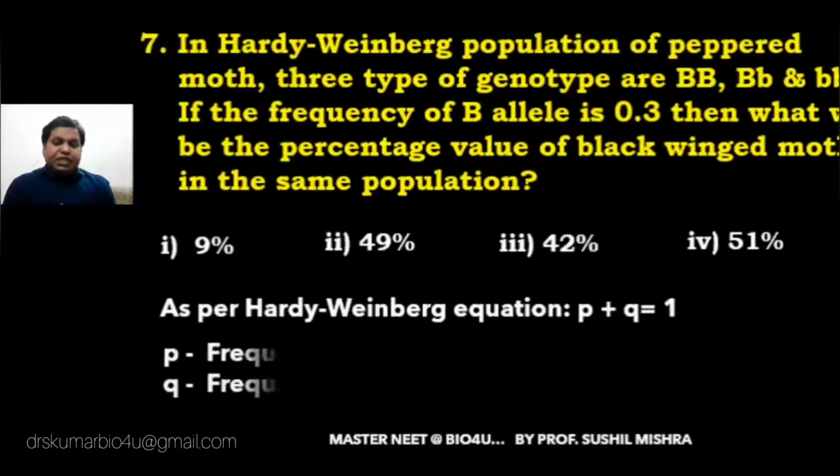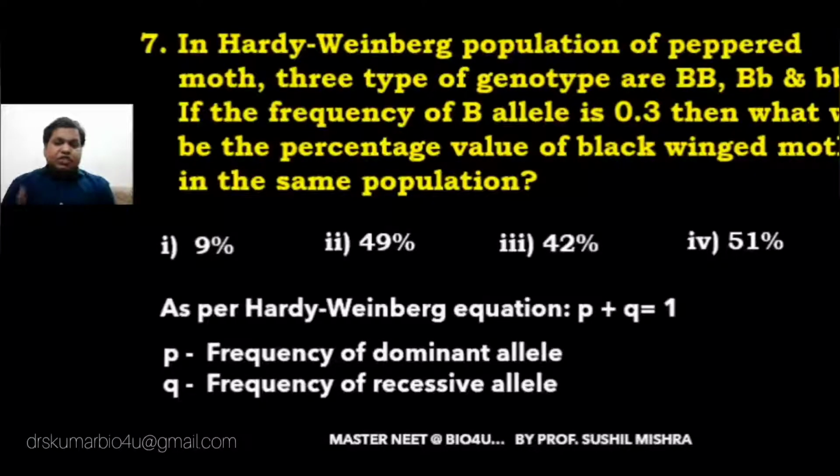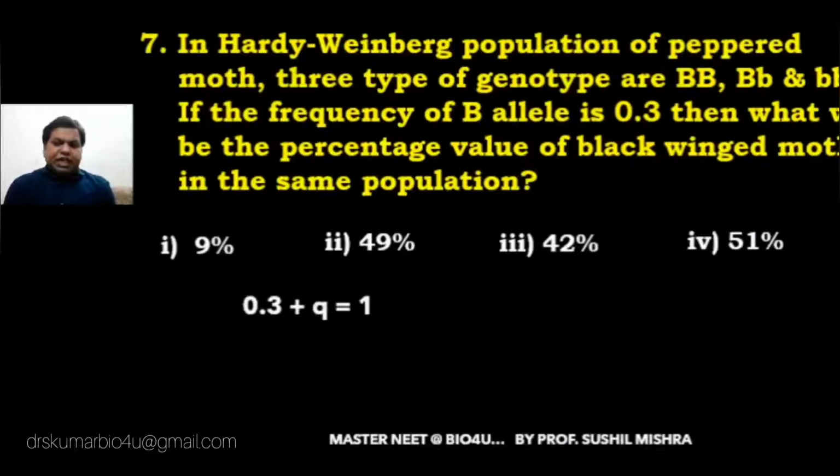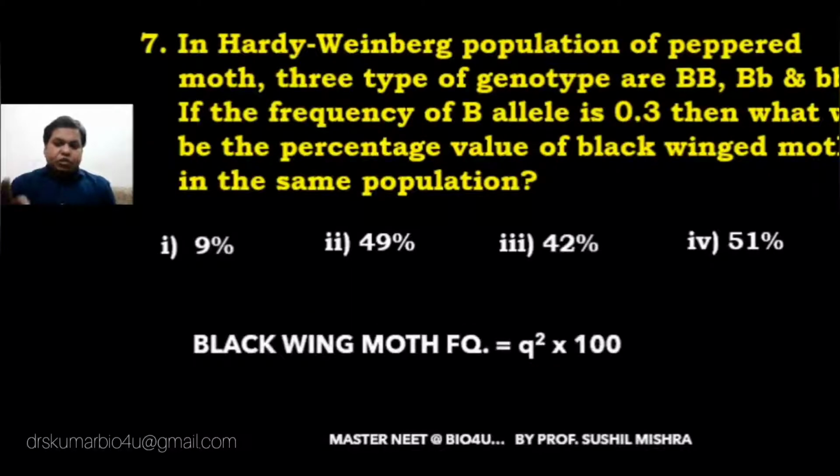What is p and q? p is the frequency of the dominant allele, q is the frequency of the recessive allele. So we know p plus q is always 1. Here in our case they have given the value for p. So I will substitute it and get the value of q. Remember, your target is always to get the value of p and q, that is the frequency of the dominant allele and the frequency of the recessive allele.